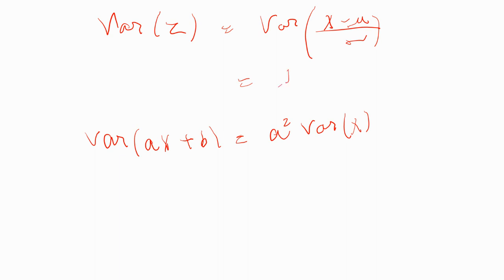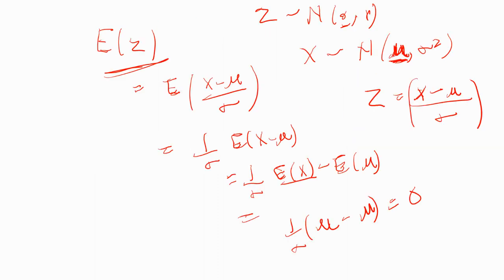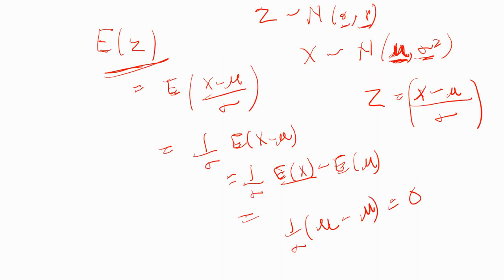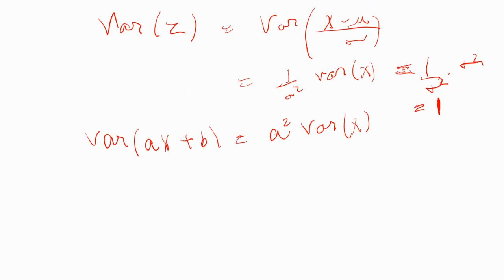So what will it be? It will be 1 upon sigma square times variance of x, and for mu by sigma it will be 0. So 1 upon sigma square, and variance of x we have seen here is sigma square. So it will be sigma square. So it will be 1. So here it is written that it is 1. So Z follows N(0, 1). Now Z is a standard normal variable.